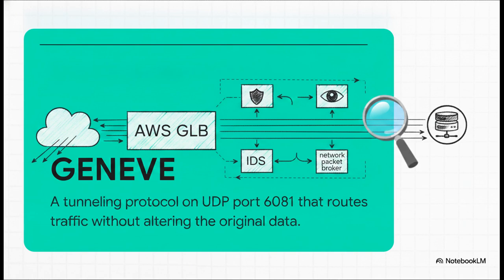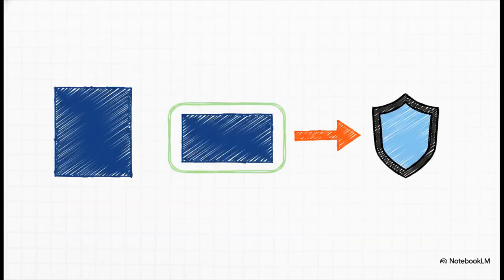Unlike traditional load balancing that actually changes destination IPs, Geneve is a tunneling protocol. It transparently passes traffic through to third-party virtual appliances, like intrusion detection systems or network packet brokers, for inspection, and then forwards it on to its final destination without altering the original packet data. And Geneve is remarkably efficient. We're talking about a tiny 58-byte wrapper that securely ferries your data to an inspection appliance and back in microseconds.